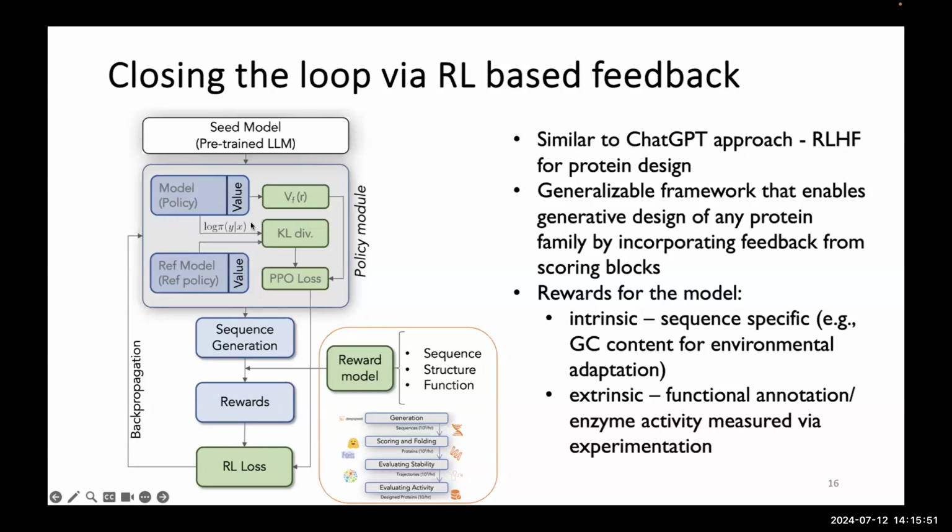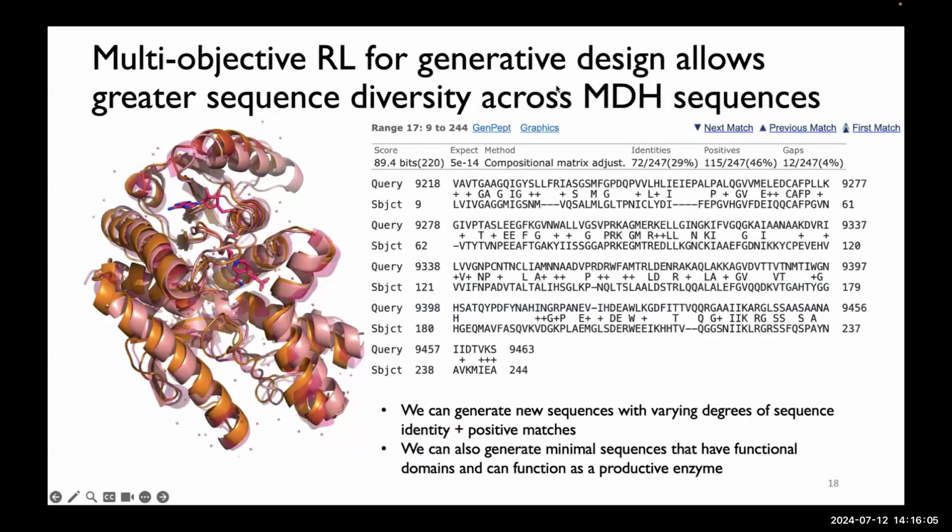So I think that's pretty much how we incorporate feedback and how we employ the RLHF mechanism for this particular protein design application. So quickly, some simple but still cool results that you can get: it doesn't have to be a single objective, like I mentioned. You can use a combination of the different feedbacks from the different scoring blocks.